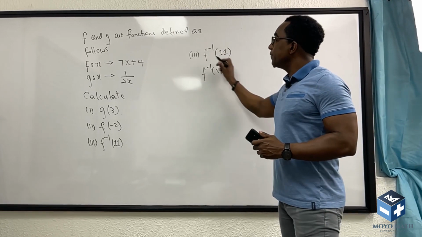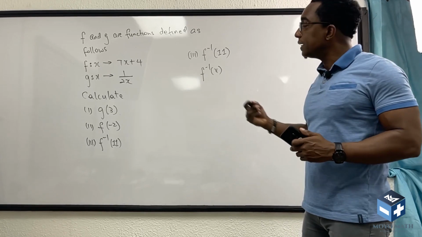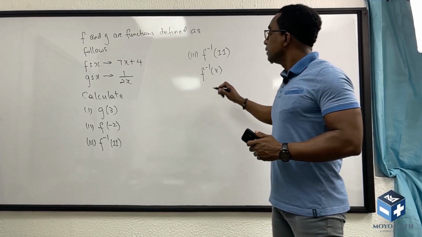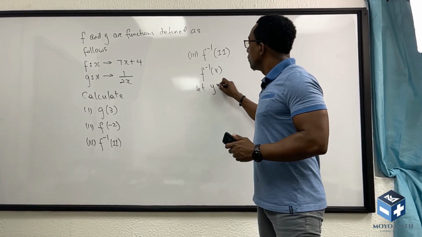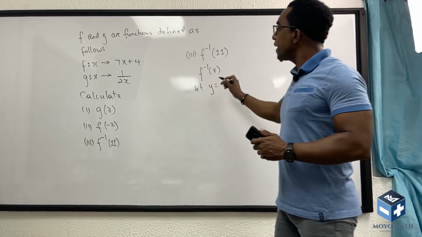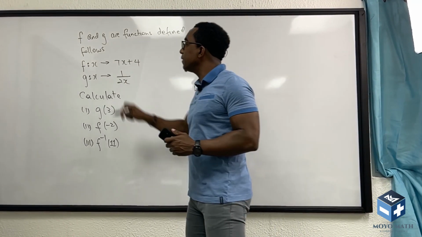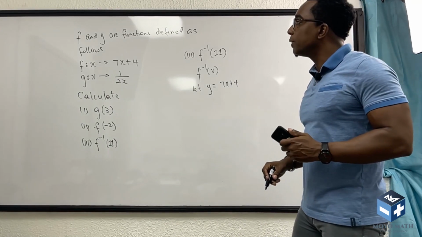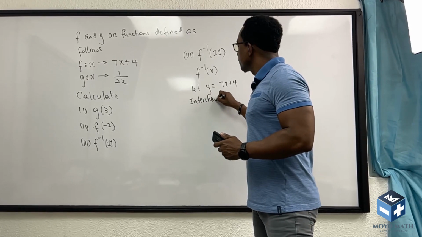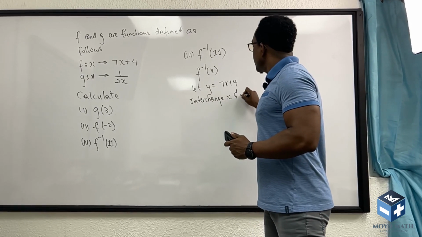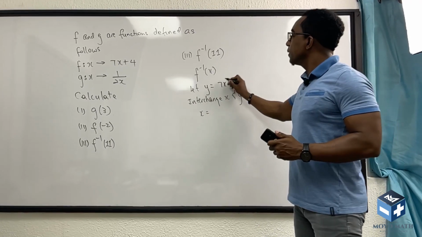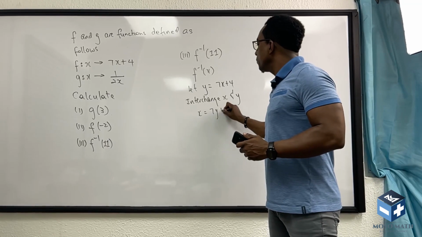To find that expression for f inverse of x, we must implement 3 very important steps. The 3 steps are, we're going to let y be equal to 7x plus 4. We're finding f inverse of the function f of x. So we allow y to be equal to 7x plus 4. We are going to interchange x and y. So where I see y, I'm going to replace that with x. And where I see x, I'm going to replace that with y.